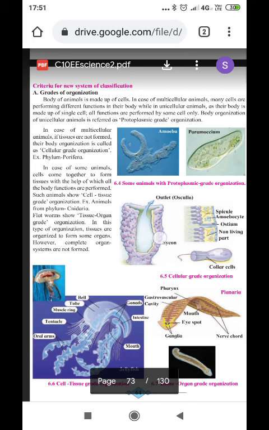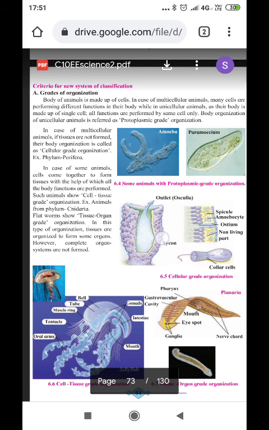Now, the body of an animal is made up of cells. In case of multicellular animals, many cells perform different functions in the body, while in unicellular animals, as the body is made up of a single cell, all functions are performed by the same cell only. Body organization of a unicellular animal is referred to as protoplasmic grade organization.